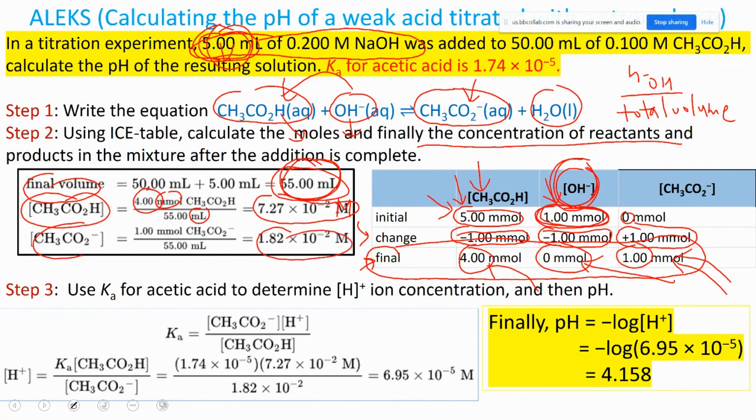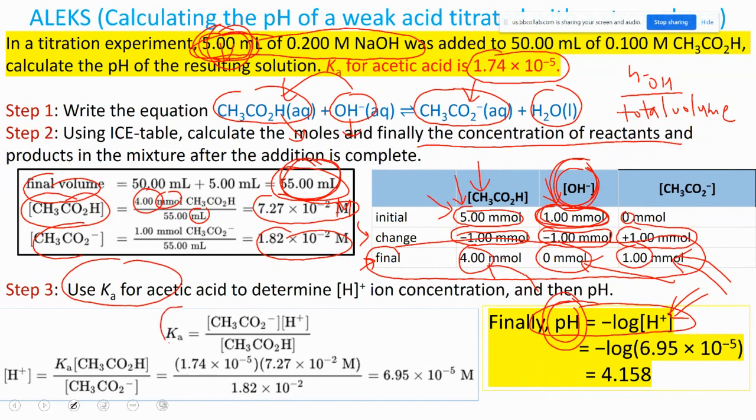Now, in my third step, remember, my end goal is to find the H3O plus or the H plus concentration, because I know my formula for pH is minus log of H3O plus. If I'm able to find the concentration of hydronium ion, the H plus ion, I can figure out the pH. Now it says use Ka for acetic acid. Alex will give you this value of Ka, the acid dissociation constant for acetic acid.